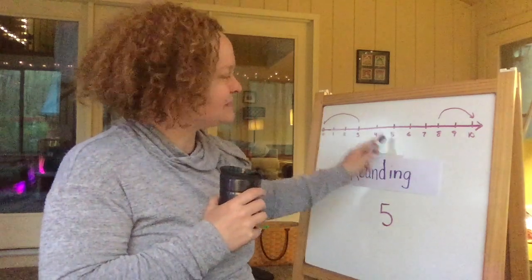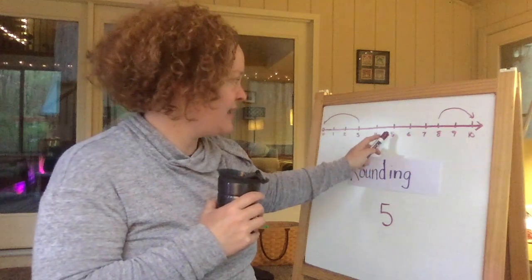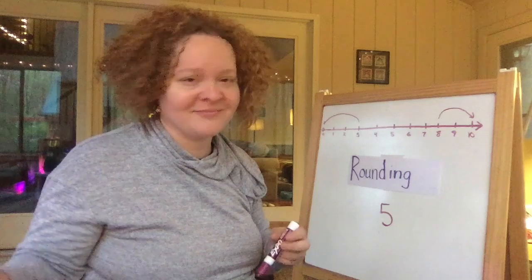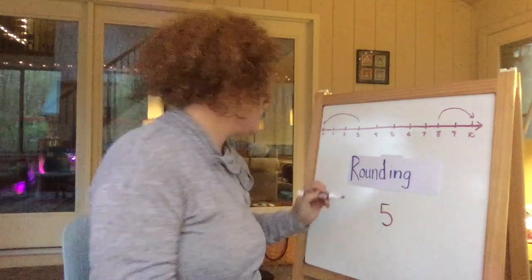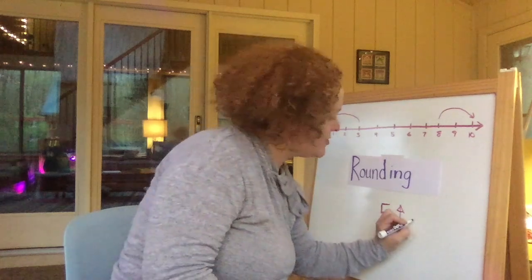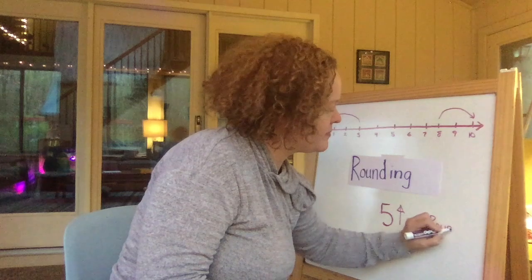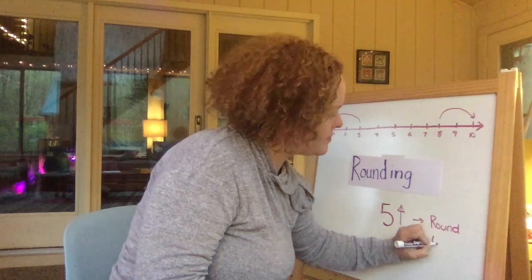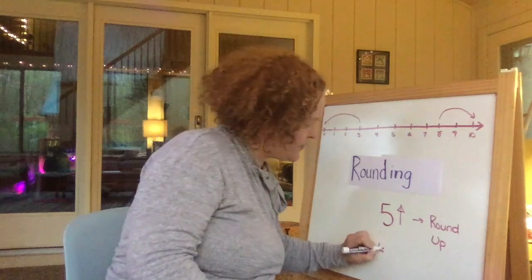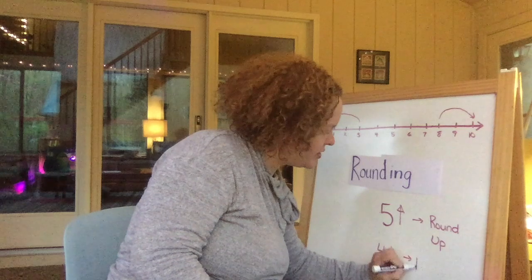So humans decided collectively that if the number is 5 or higher, you round it up. So 5 or higher, you're going to round up. And if it's 4 or lower, you're going to round down.